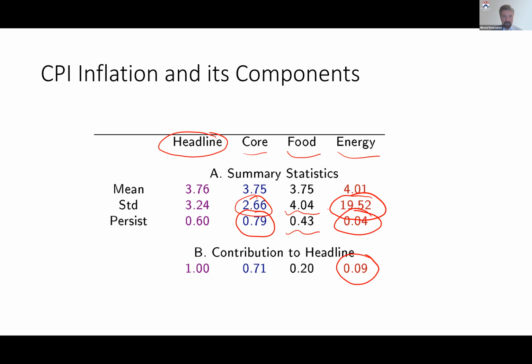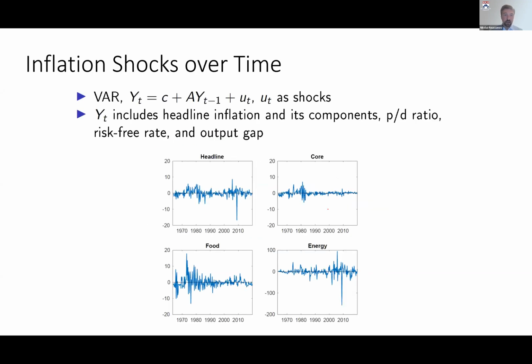So in our analysis, we're going to focus on innovations, or news, to inflation, and we're going to do that by estimating a VAR, a vector autoregression, that includes headline inflation and its components and important financial variables that should capture investor expectations about future inflation, like the price-dividend ratio of the stock market and the risk-free rate, and the output gap, which is common in the macro literature. And what I'm plotting here are the shocks that we extract from this VAR. So basically the shocks to realized inflation, above and beyond what was expected at the beginning of the period, the beginning of the quarter.